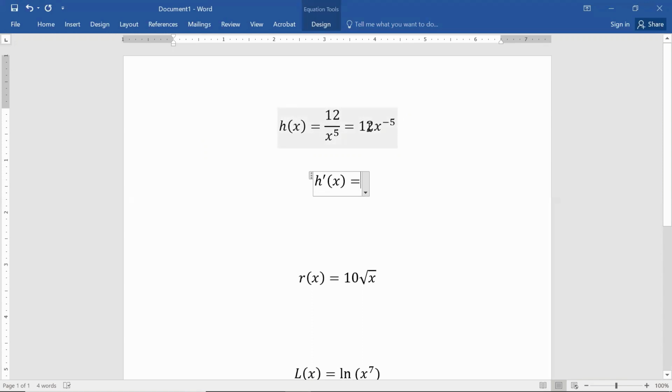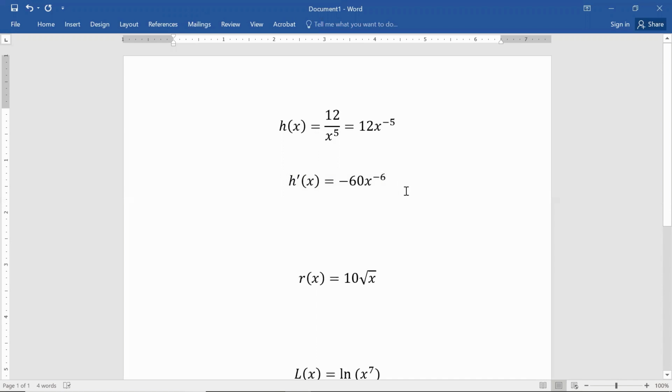So negative 5 times 12 is negative 60. And then x is going to be raised to the negative 6th power. So 1 less than negative 5. Remember, be careful that when you're subtracting 1 from a negative, we're getting further away from 0. So negative 5 minus 1 becomes a negative 6. So that's the derivative, negative 60 x to the negative 6th power.